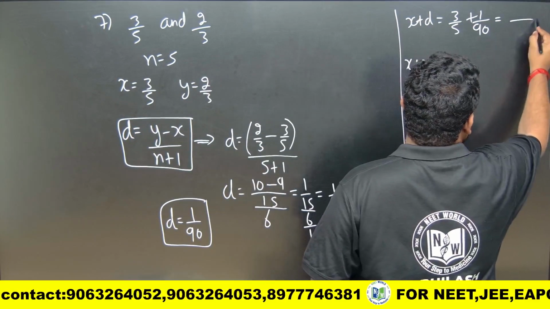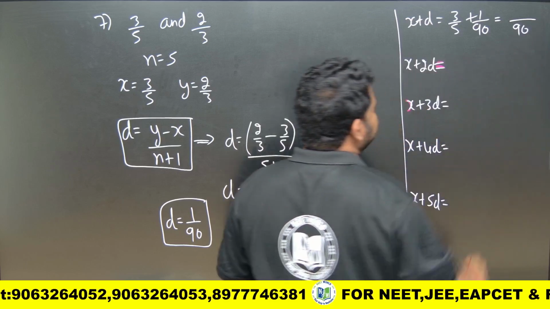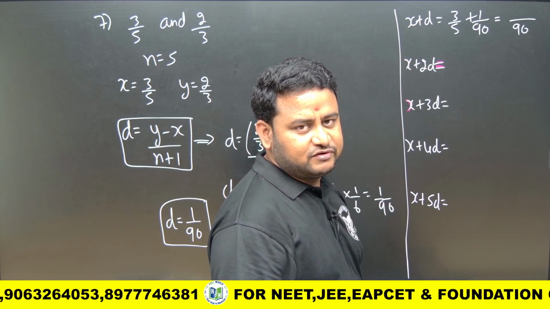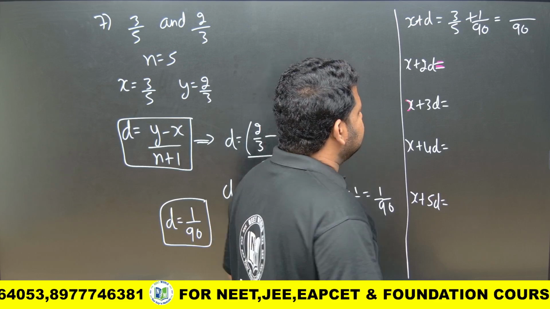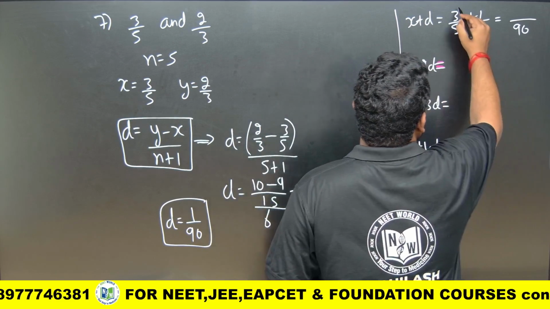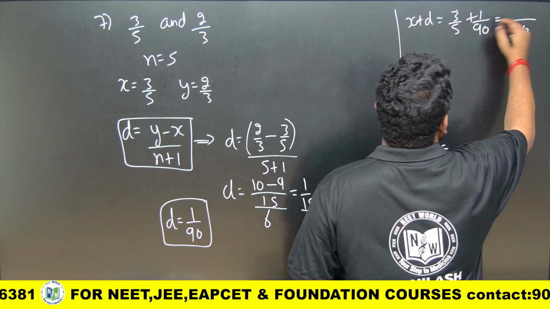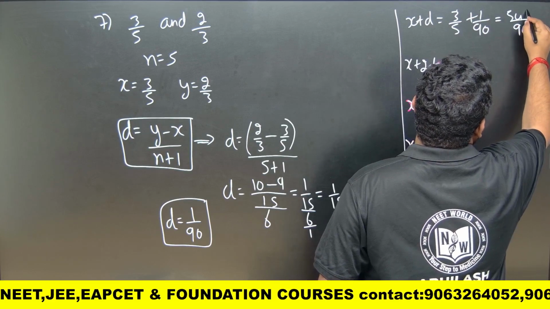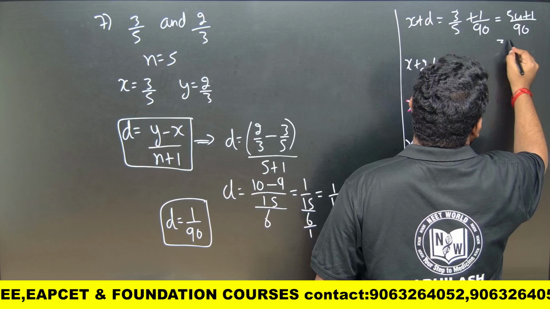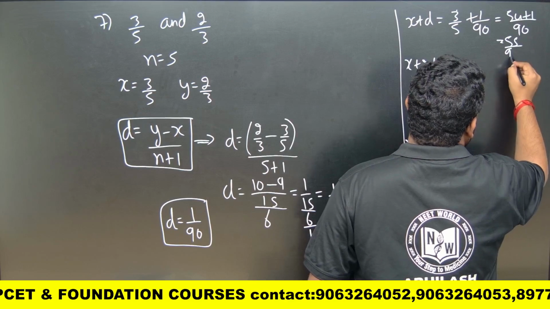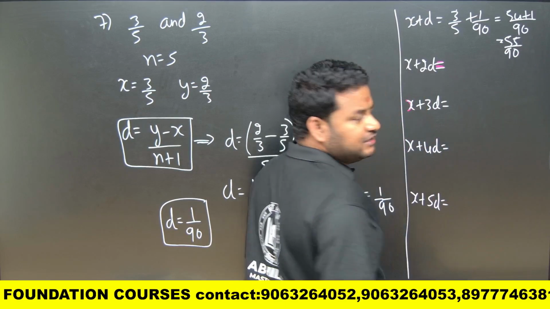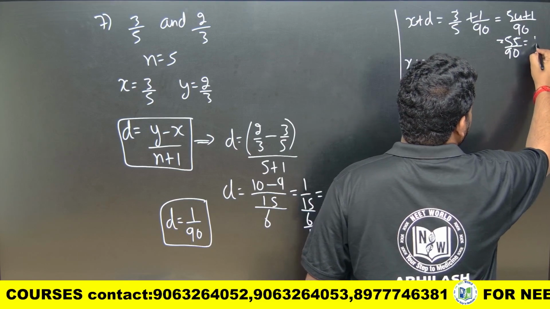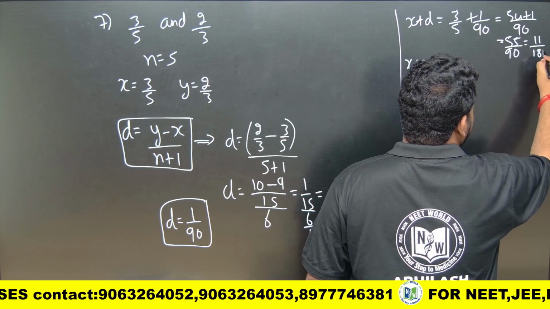So, I will write 90 as the denominator. 5 into how much is 90? 18 5s are 90. Then 18 into 3 is 54, and 54 plus 1 is 55 by 90. Can I further simplify? Definitely yes, I can write 55 by 90 as 11 by 18.